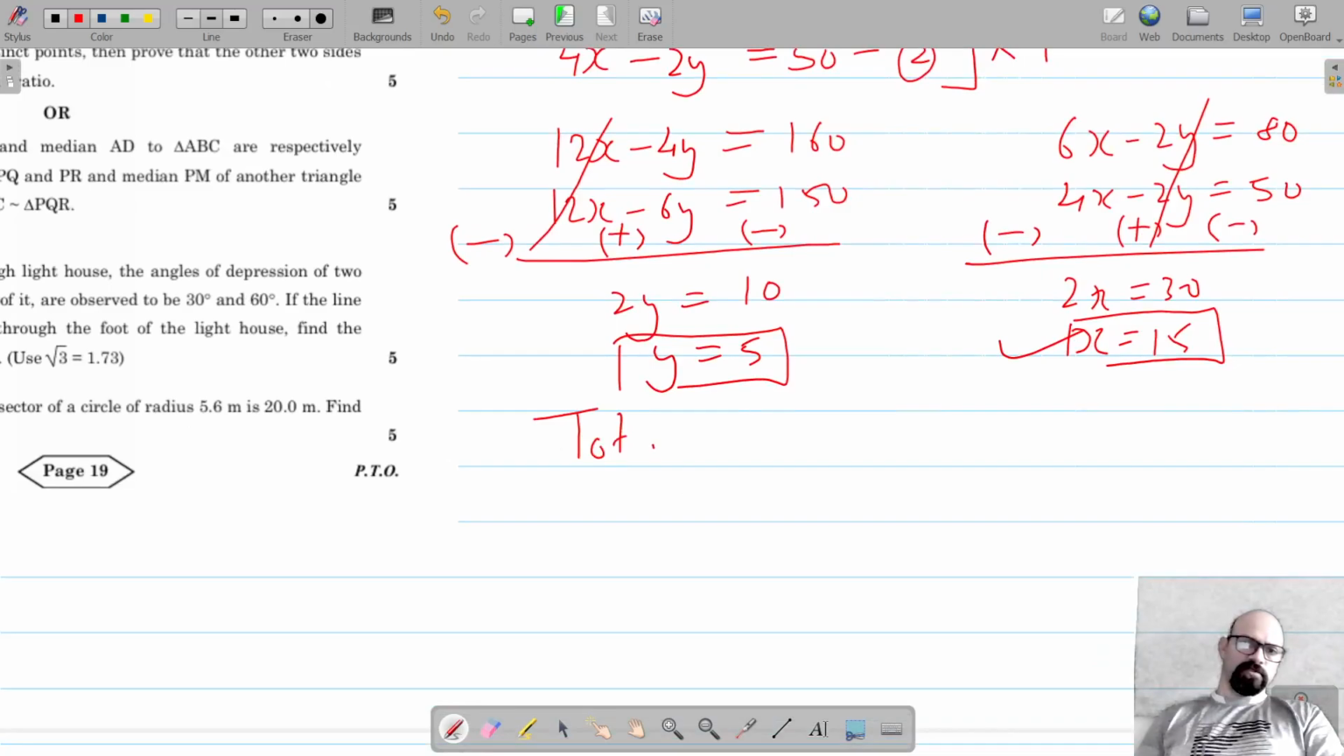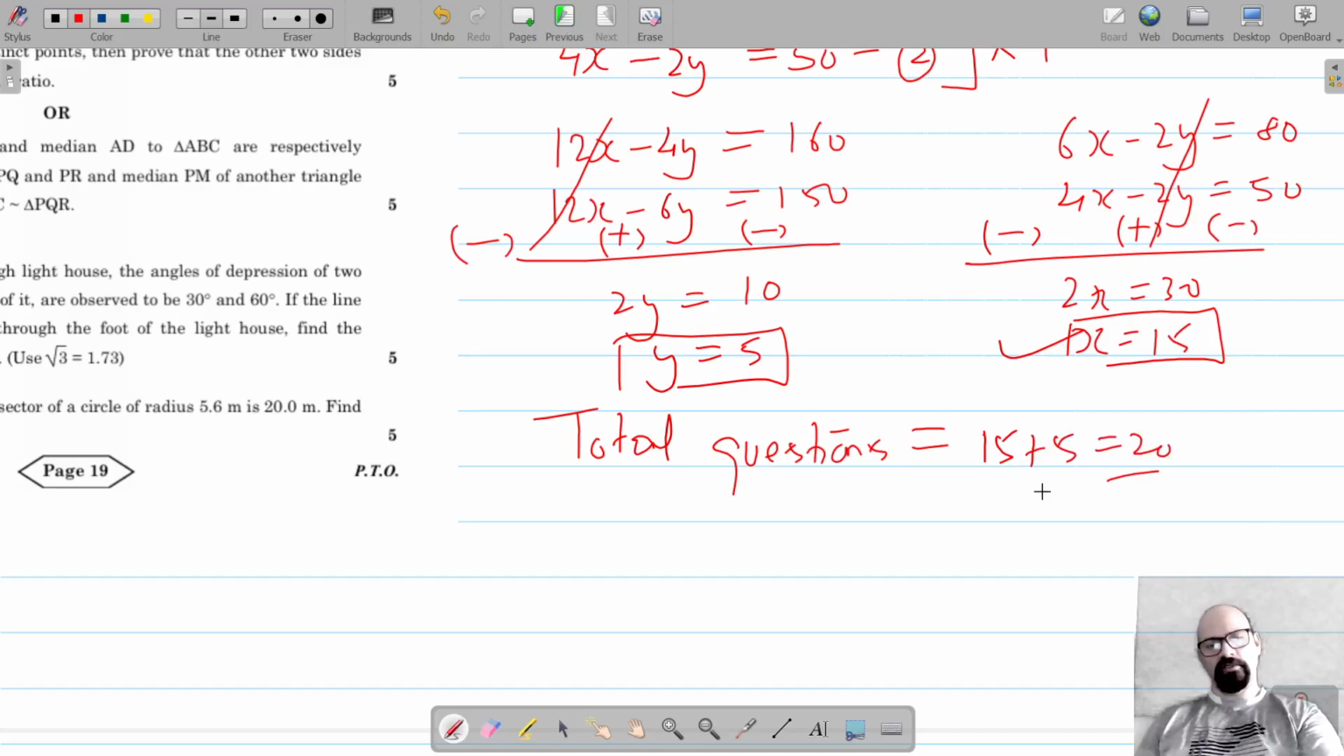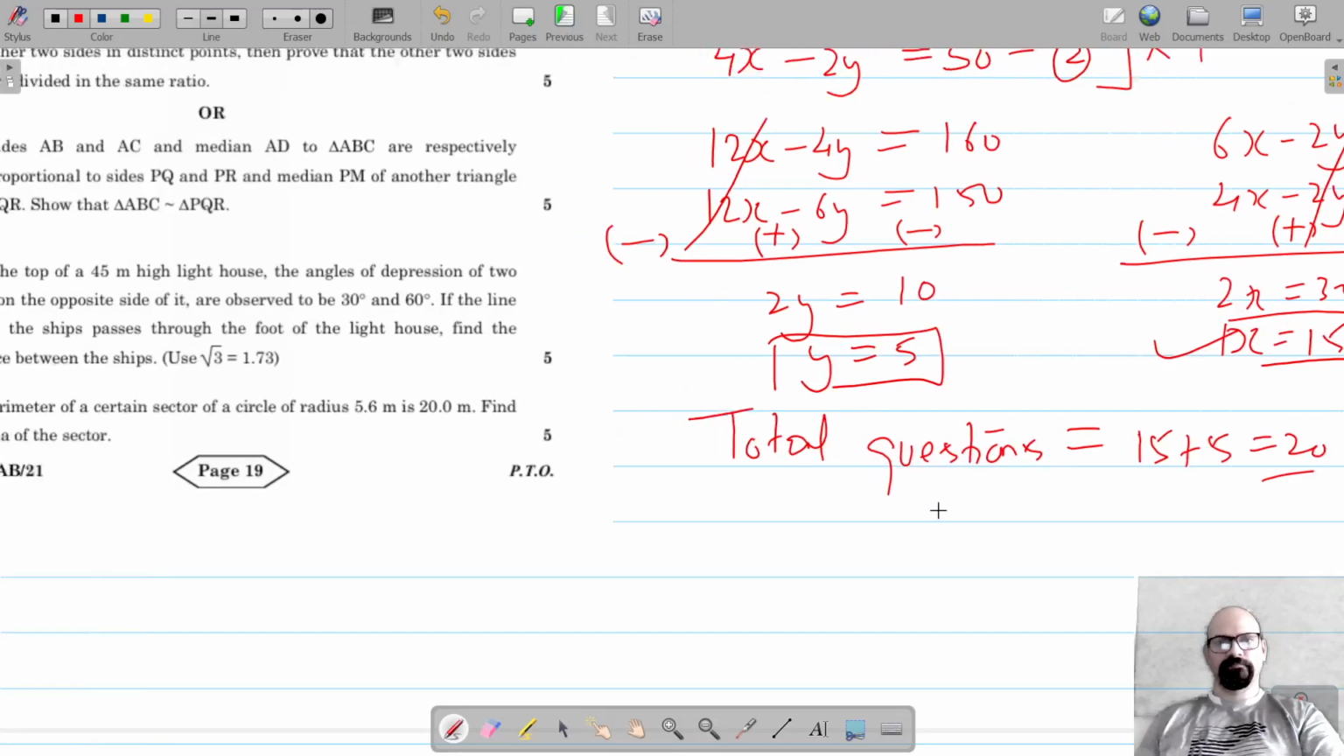So the total questions in this question is the wrong plus the correct ones, that is 20. So 20 is the total number of questions. And let's move on to the next one.